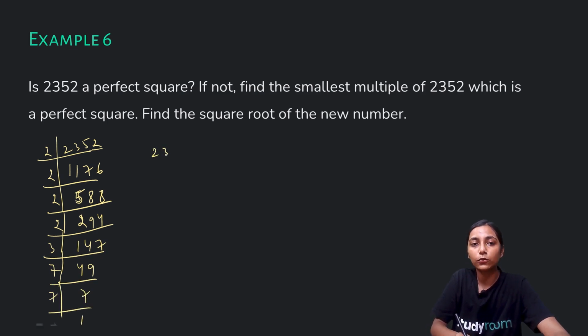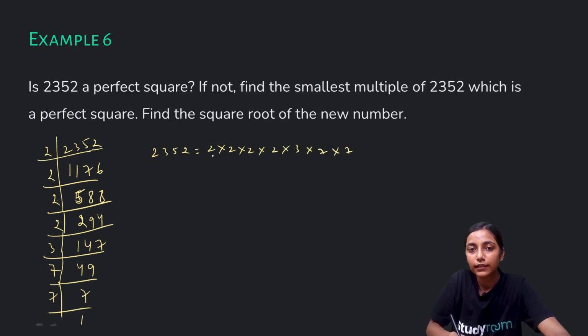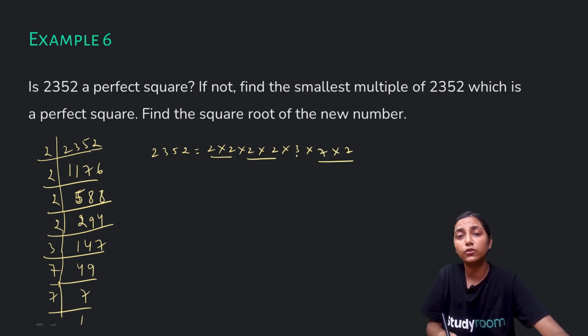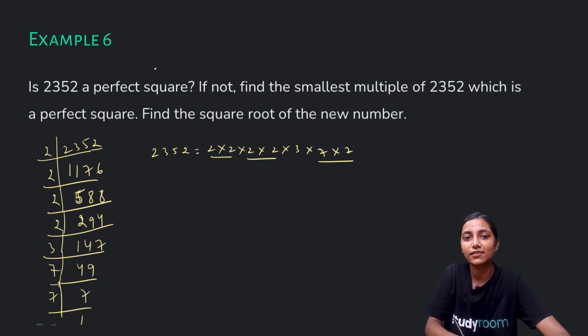So we can write 2352 as how many times 2? 1, 2, 3, 4: 4 times 2, 1 times 3 and 2 times 7. Pairing them up, we see there is no pair for 3. Therefore, this number is not a perfect square. Easily concluded. If not, find the smallest multiple of 2352 which is a perfect square.